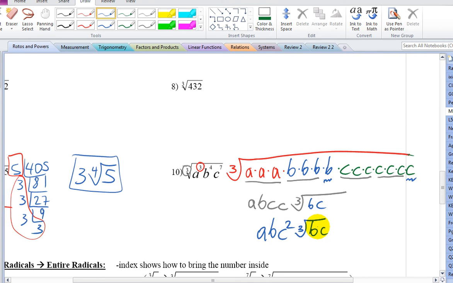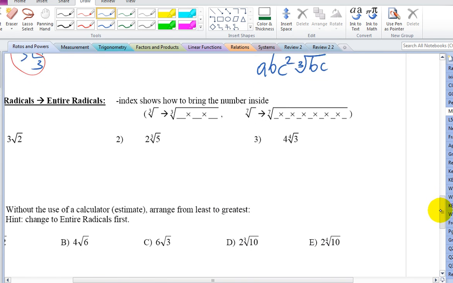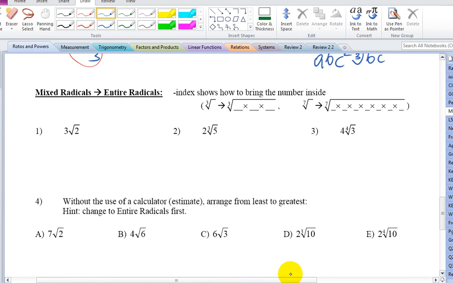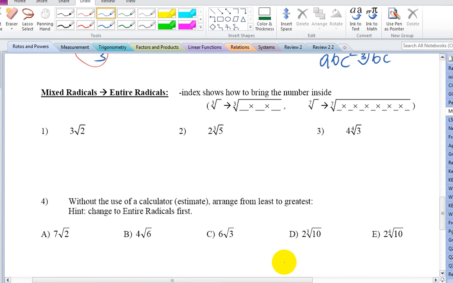All right. Well, let's go the other direction. That may help us going forward. I know there's something we haven't done, but I think we need to move on, and maybe this will help clear up some more questions, okay? So now we have a mixed radical, and we have to bring the 3 inside the square root. So the index shows you how to do that. If it's an index of 3, you have to have 3 of the number. If the index is a 7, you have to have 7 of the number.